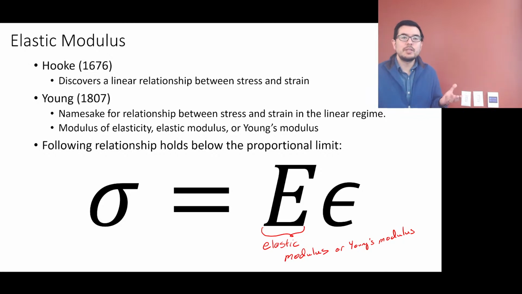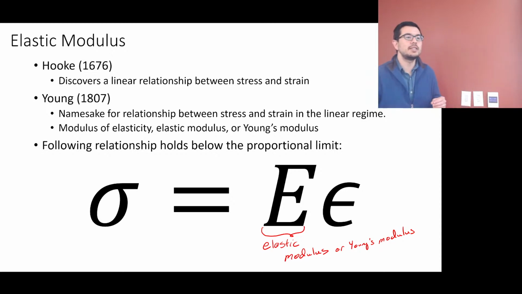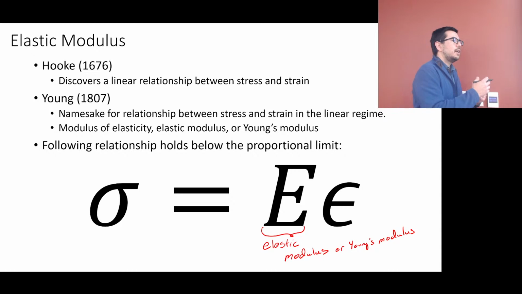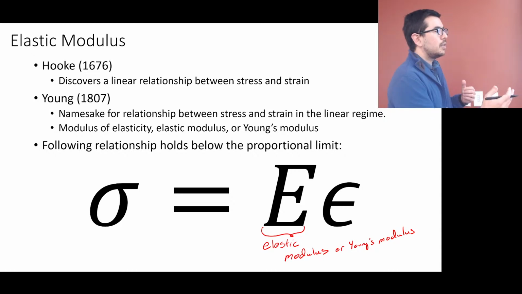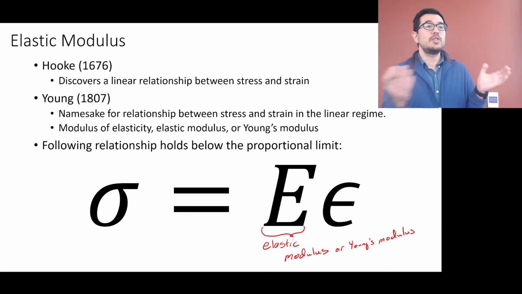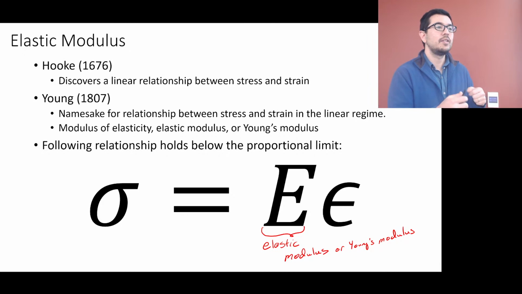What is sigma? We already know what sigma is. Sigma is a stress, and these are normal stresses. And epsilon is the strain. Epsilon, strain, has dimensionless units. Stress has units of force per area, which means that the elastic modulus is going to have units of force per area. Please keep that in mind.